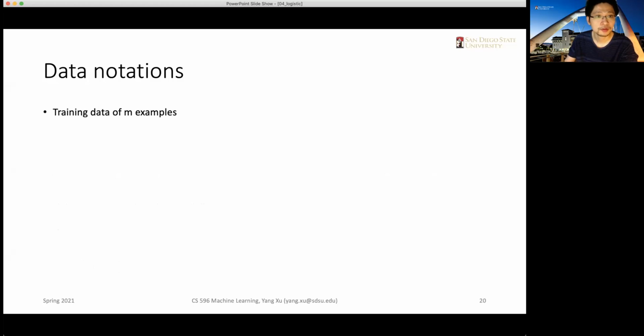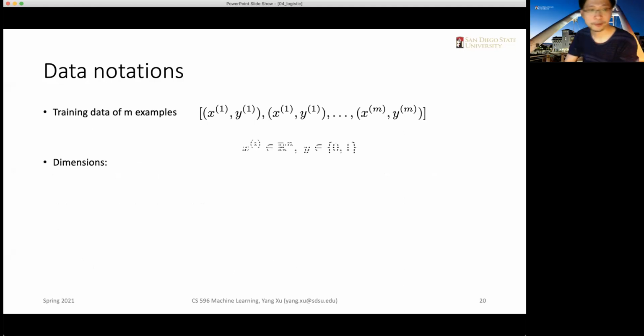Now let's talk about how we represent the data when training on multiple examples. These are some notations that we're going to stick with in the future. Logistic regression will be the basic building block for more complex models. Neural network-based models are basically stacks of many simple, logistic regression-like models.